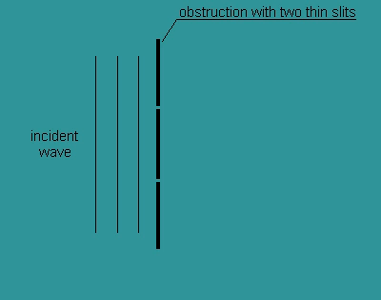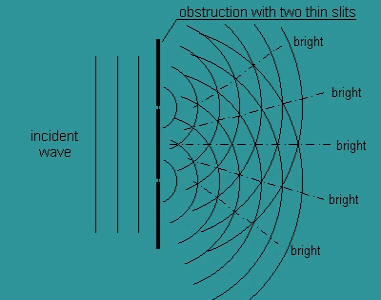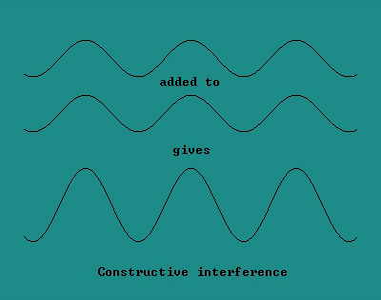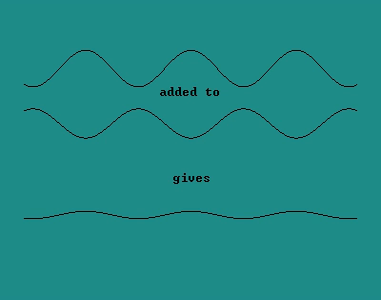If a second slit is opened adjacent to the first, the two diffracted waves interfere to produce a pattern of bright and dark fringes. The fringes are bright in regions where the crests of the overlapping waves coincide. At these points, the waves reinforce, producing constructive interference. The fringes are dark where crests of one diffracted wave coincide with troughs of the other. At these points, the waves cancel and the interference is destructive.